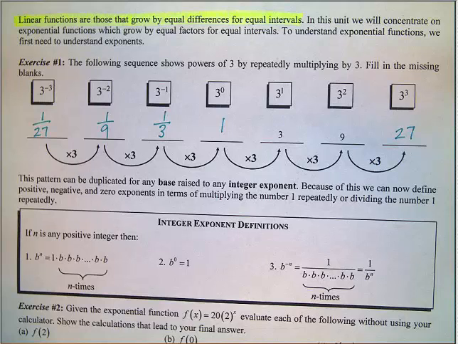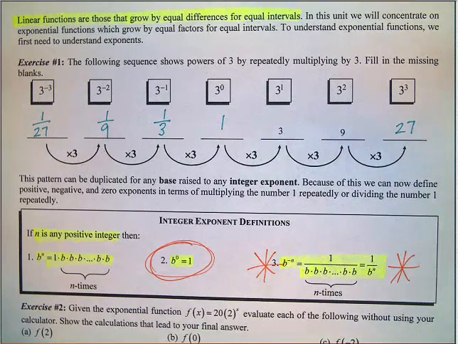Because of this, we can define positive, negative, and zero exponents in terms of multiplying the number 1 repeatedly or dividing the number 1 repeatedly. So go ahead and take a minute and look at your integer exponent definitions. Most of you know number 1 very easily. Number 2, this one stumps you many times.